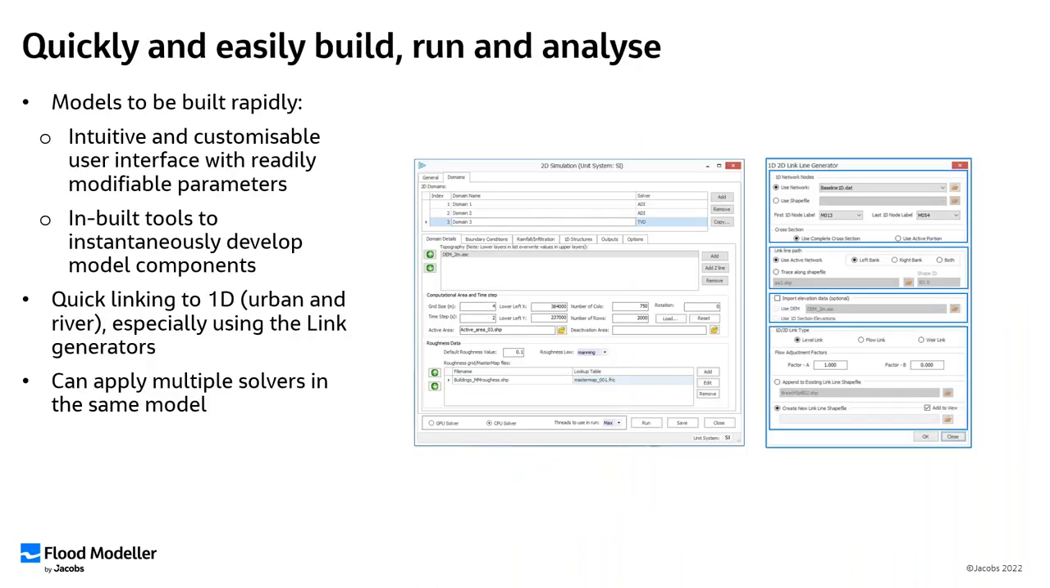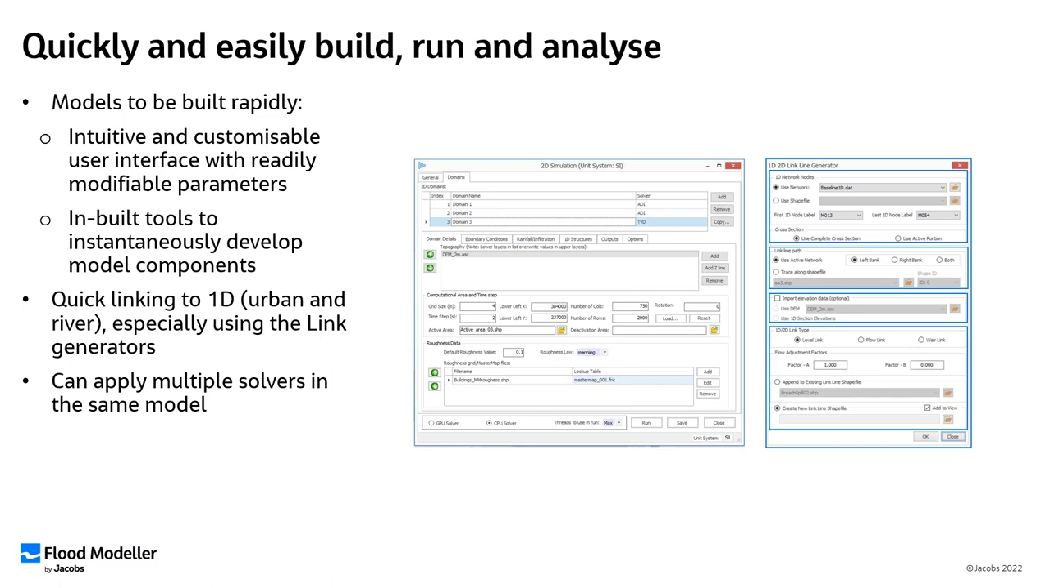So what kind of features do we have to allow us to build 2D models within Flood Modeler? Well, I think I talked about this a little bit before, but there's a really intuitive and customizable interface, and the parameters are really easy to change. You can just open a window and change the number and that's it. Lots of inbuilt tools to instantaneously develop model components, and I'll show you briefly about that in the demo. So it really is a case of just clicking a button and starting to draw. There's no real faffing around with empties or copying different files and attributes and things like that. Flood Modeler really does the hard work for you.